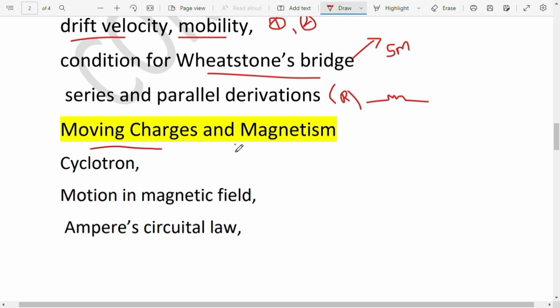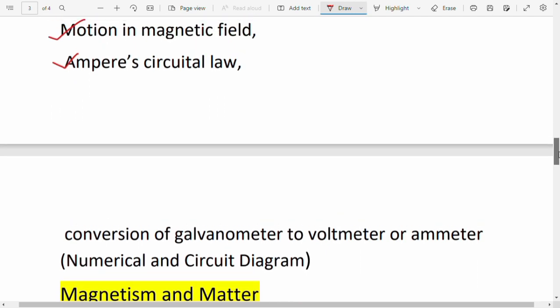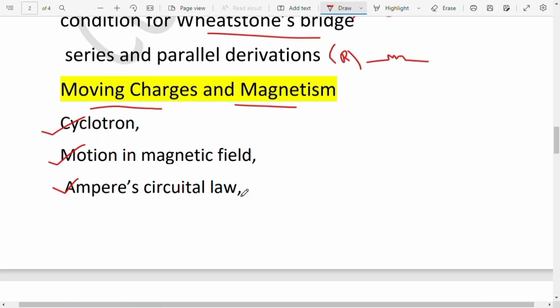Moving charges and magnetism. Cyclotron: what is a cyclotron? Motion in a magnetic field, Ampere's circuital law. All this you have to learn. Conversion of galvanometer to voltmeter or ammeter, I can say they asked many times, repeated. They repeated this in previous years.